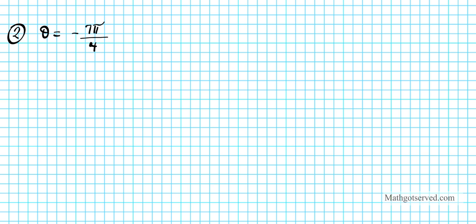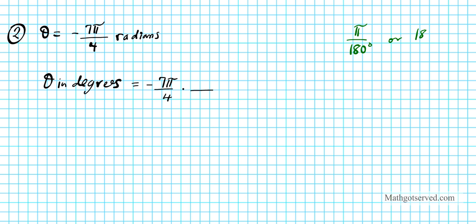So theta, as you might have guessed, is in radian form, okay? So we have theta equals negative 7 pi over 4 radians. So what we have to do next is express this angle in degree measure. All right, so theta in degrees will involve us multiplying negative 7 pi over 4 by the appropriate conversion factor, okay? We have two choices, pi over 180 degrees or 180 degrees over pi.